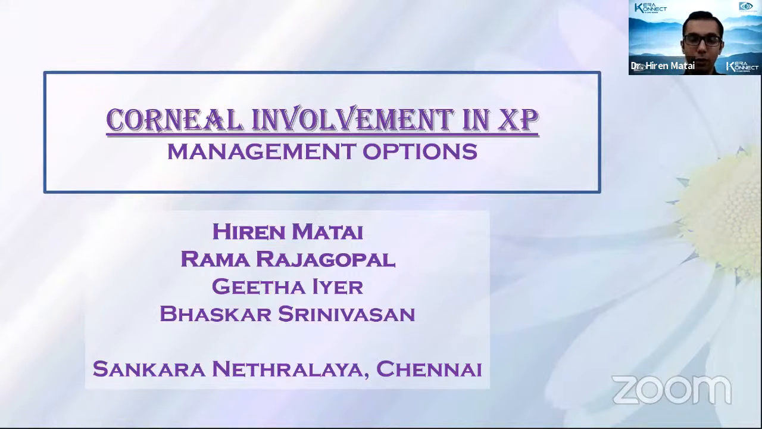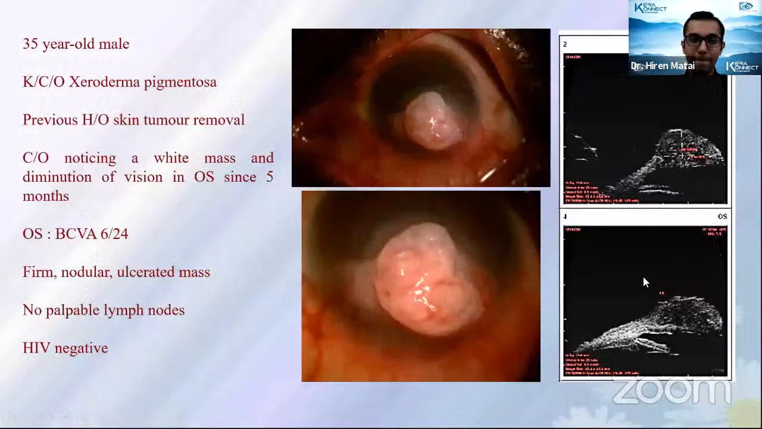Cases of corneal involvement in XP. Next slide, please. So the first case was a 35-year-old male, a known case of XP, who presented to us with complaints of noticing a white mass in his left eye, along with diminution of vision since 5 months. The BCVA in the affected eye was 6/24, and the other eye was normal.